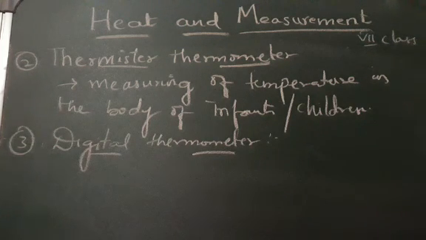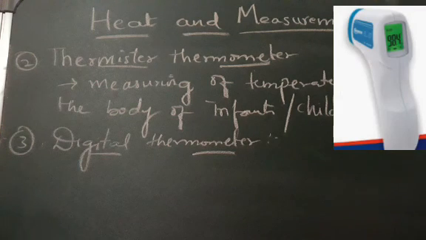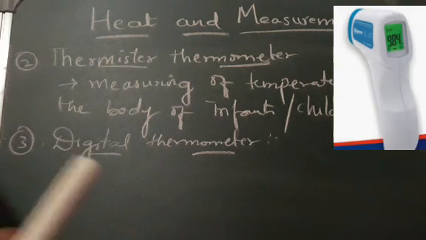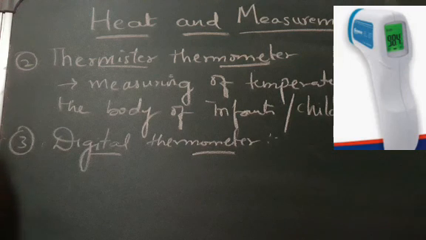Only numbers will be available. You can't see the expansion, whereas in a glass clinical thermometer you can see the expansion of the mercury. In a digital thermometer it only shows the readings. Simply, you can see the readings. The easiest thermometer to use is nothing but the digital thermometer.